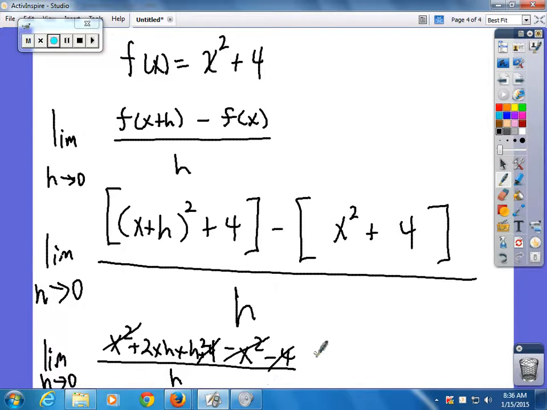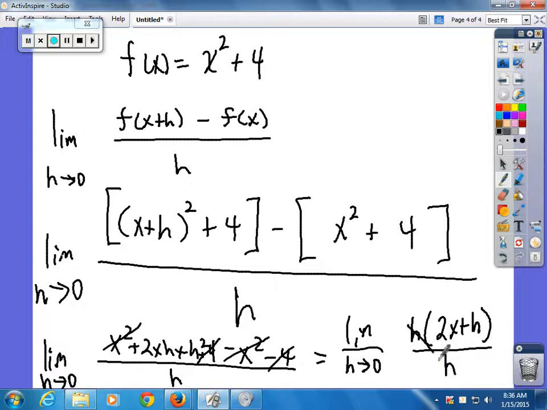There we go. And you're going to get limit as h approaches 0 of, I'm going to go ahead and factor out h. H, that'd be 2x plus h over h. And what happens to the h's? They cancel. Plug in 0 for h now, what do you get? And 2x. What is that? Well, I'm going to explain it to you. So, write that down. That's your answer.